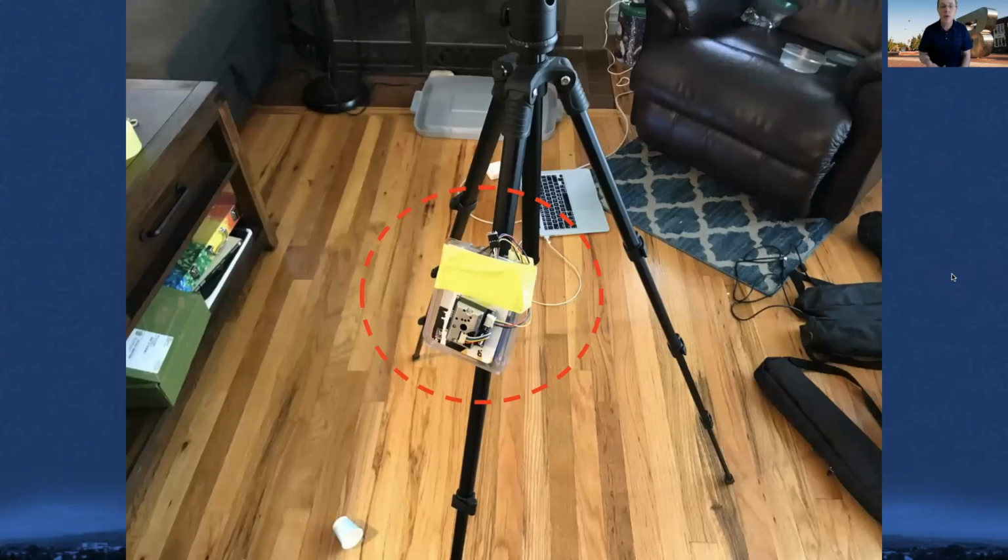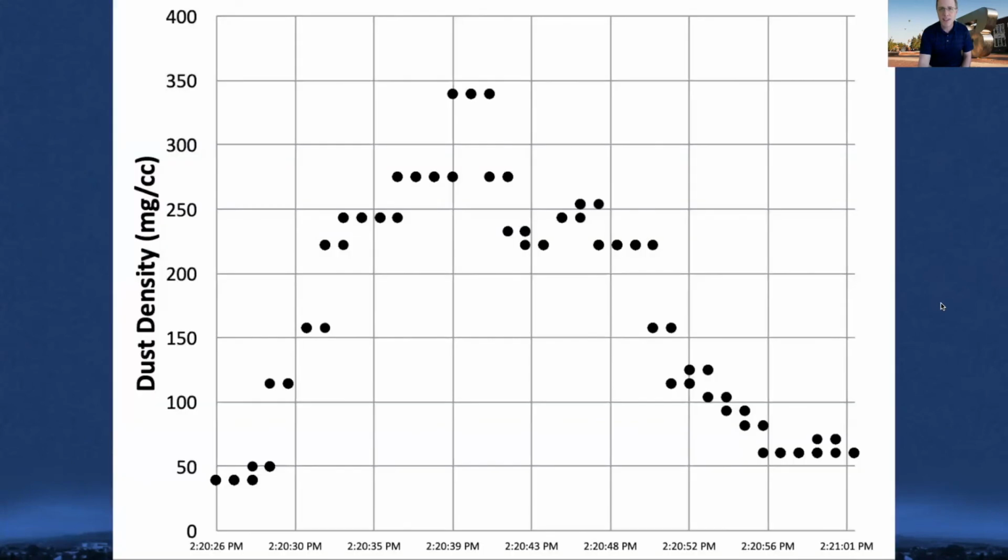We can also deploy alongside a dust sensor. So here's one of the dust sensors that we're using. Right here, it's actually duct taped to the tripod that we use for these Kestrels. And we can see a clear spike in the dust during an encounter with a dust devil. You can see that basically the dust goes up and then comes back down during that encounter.